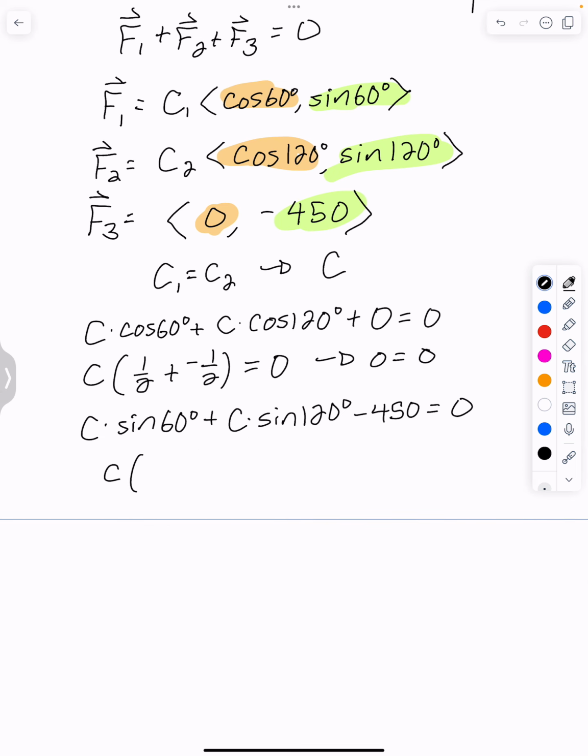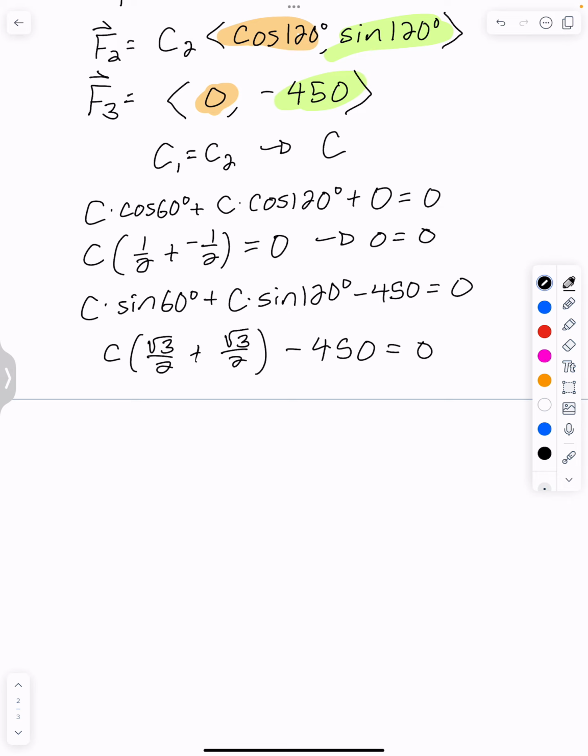Sine of 60 degrees would be radical 3 over 2. You use your calculator if you need it. Sine of 120 is the same, radical 3 over 2. Minus 450 equals 0. I can add those together, it makes 1, so I get C times radical 3 minus 450 equals 0. So I'm solving now. C times radical 3 equals 450. And then I'm going to divide by radical 3.